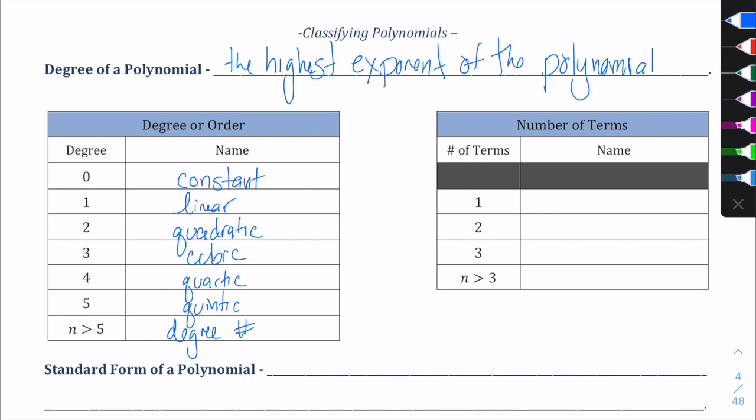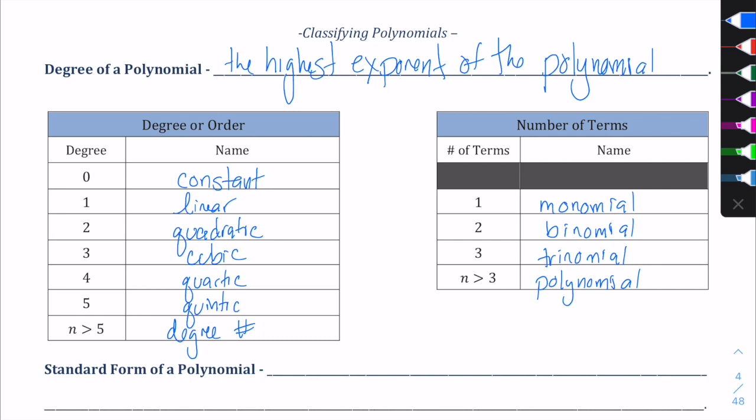Okay, what about the number of terms? If there is one term, we talked about that at the beginning, that is a monomial. If there are 2 terms, it is a binomial. 3 terms makes it a trinomial. Anything more than that, we're just going to call it a polynomial. Hey, that's the name of the chapter here.